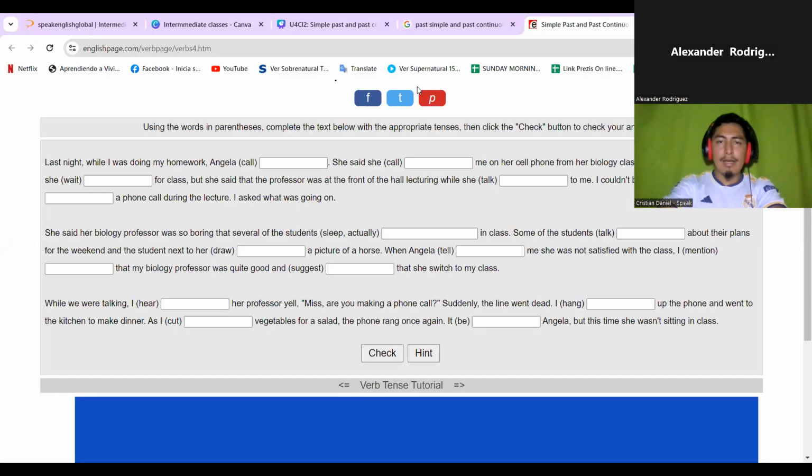Tell me if you can see my screen. Can you see the paragraph we have to complete? Yes, I can. Nice.